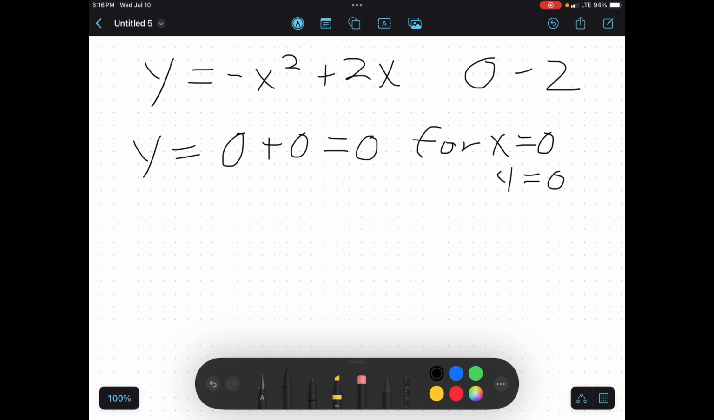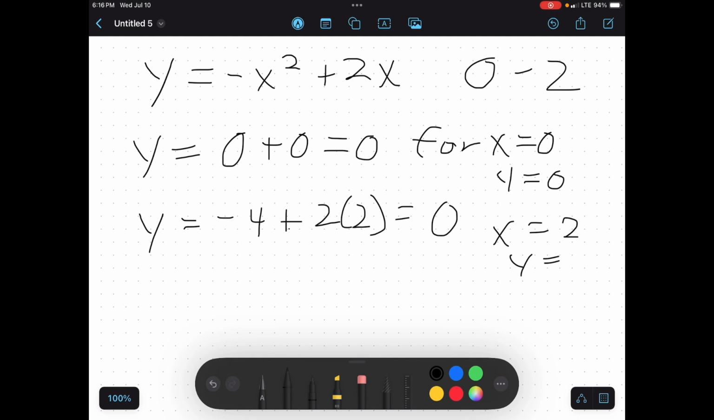And if I plug in this value of 2, then y is equal to, well, negative 2 squared is negative 4, plus 2 times 2, which is 4 again. So negative 4 plus 4, I'm at 0 again. So when x is equal to 2, y is equal to 0. Now, does it make sense that the range, even over this restricted domain from 0 to 2, would simply be 0 to 0? Well, it doesn't make sense.